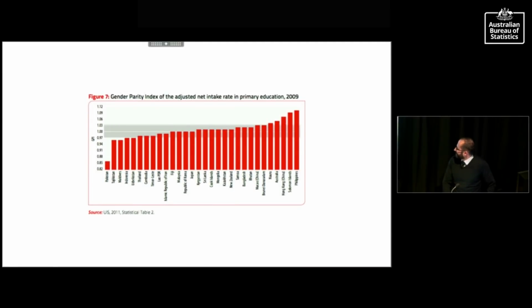This is the famous chart, Figure 7, Gender Parity Index of the Adjusted Net Intake Rate in Primary Education, 2009. There's some important data in this report on an important topic, access to education at primary level. So I'm going to let you read this chart and learn. You're going to be the informed reader. You're going to have a drink of water while you're learning.